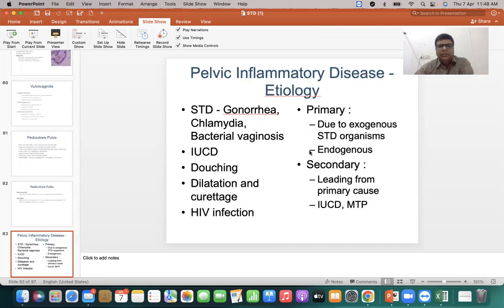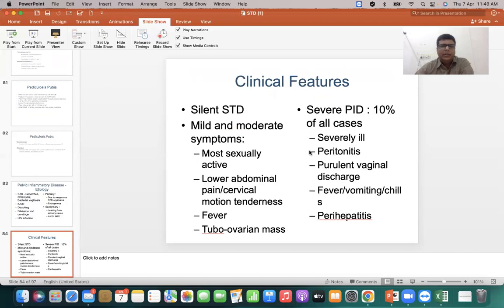Now with pelvic inflammatory disorders, they can be caused by gonorrhea, chlamydia, bacterial vaginosis. The predisposing features are intrauterine contraceptive device, discharge, douching, dilatation and curettage, HIV infections. It can be primary or secondary. Primary due to exogenous STD organism and endogenous. Secondary due to spread from primary cause like IUCD and MTP.